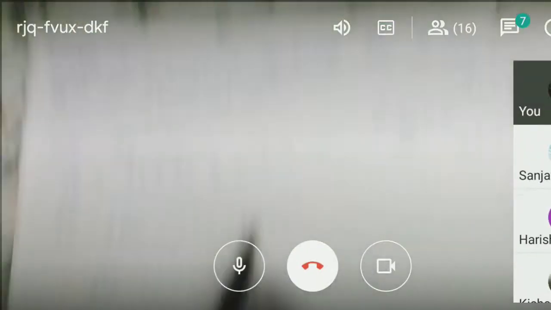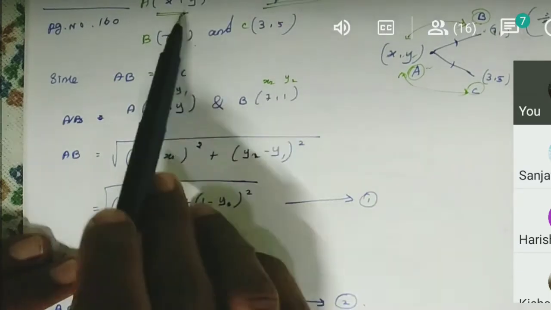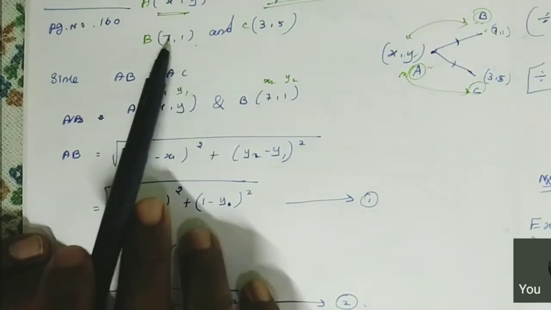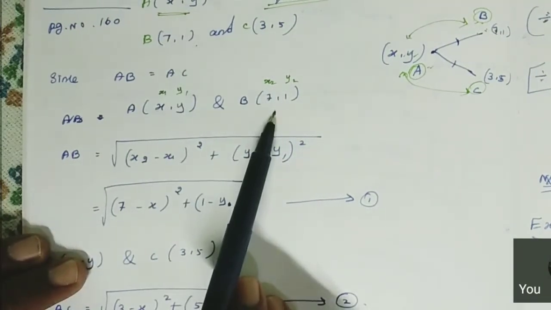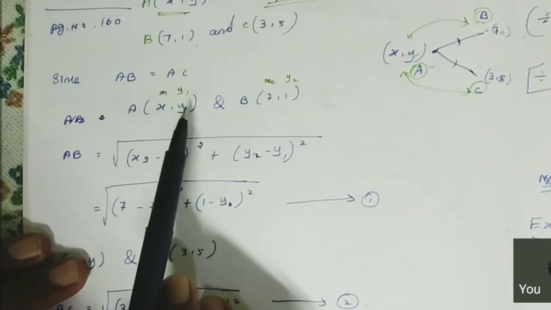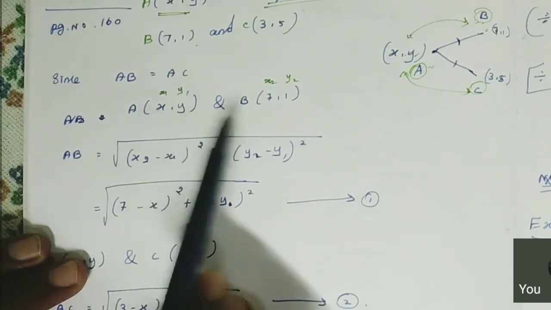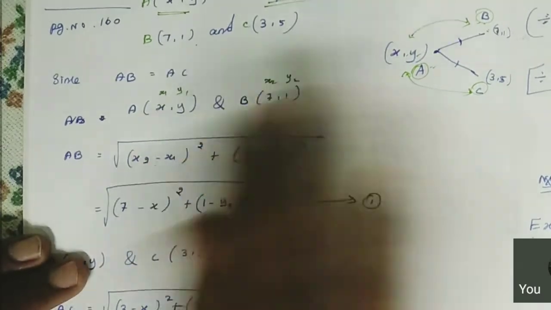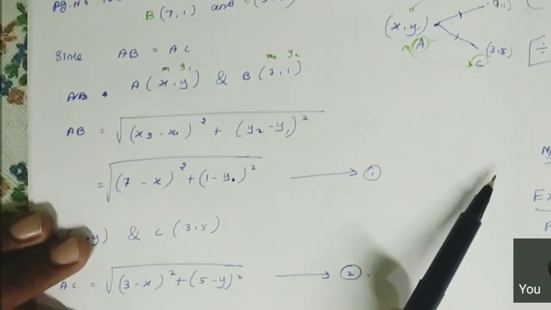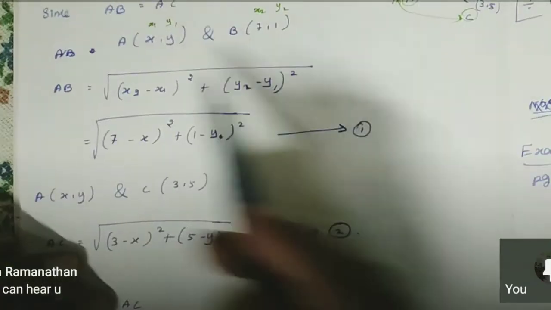Some buffalo is calling. Are you clear? Excuse me. Excuse me. So the first 2 pointers, A is equal to x comma y, B is equal to 7 comma 1. So now we can find the distance of these 2 points. Excuse me, are you all able to hear me? Excuse me. Excuse me. They excuse me da. Excuse me da. Now we can find the distance of A and B.